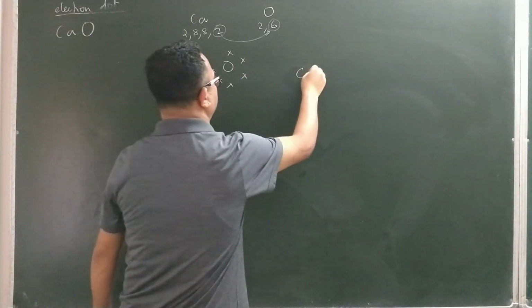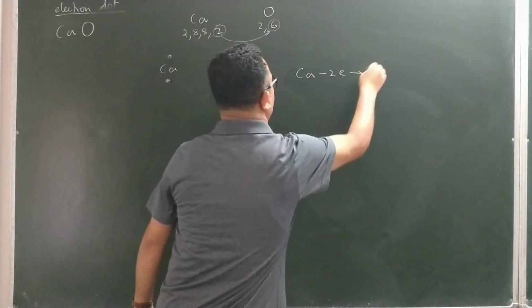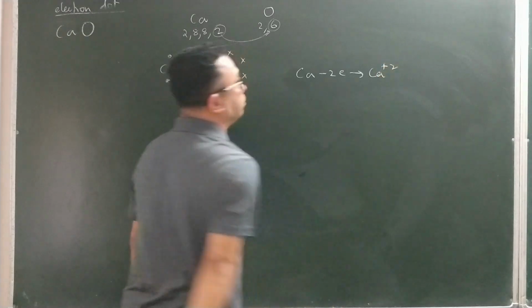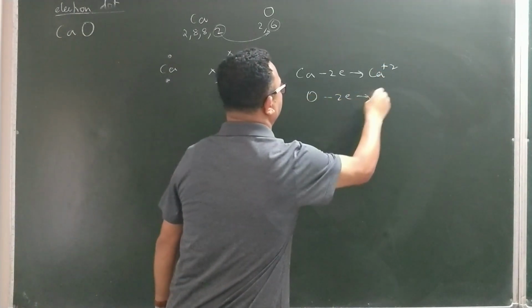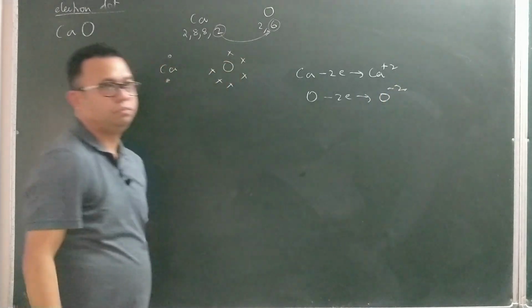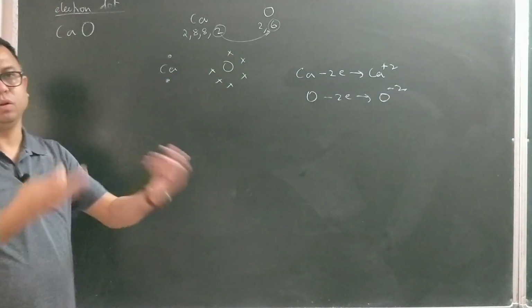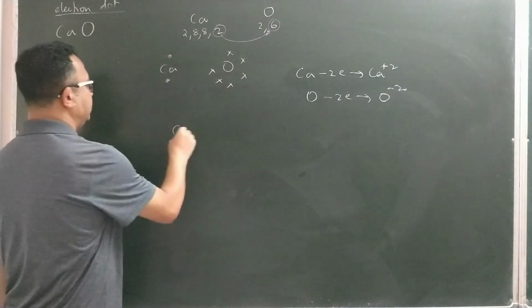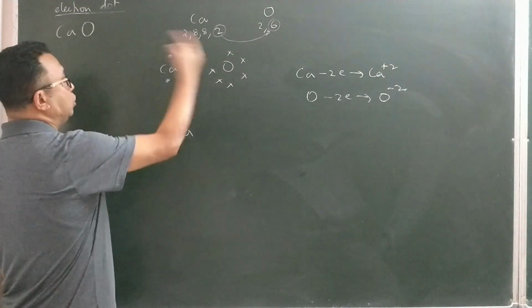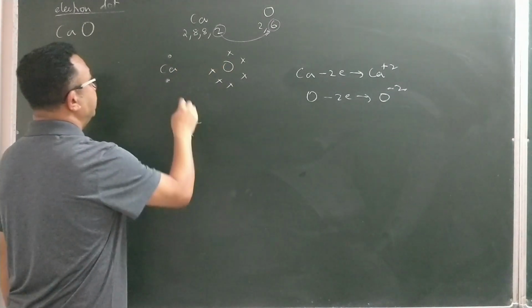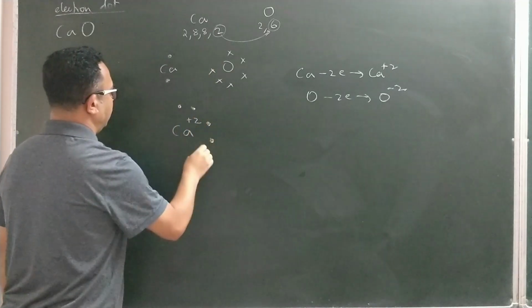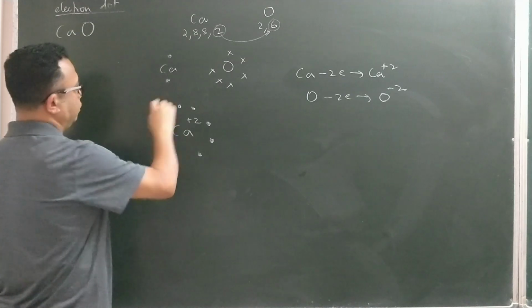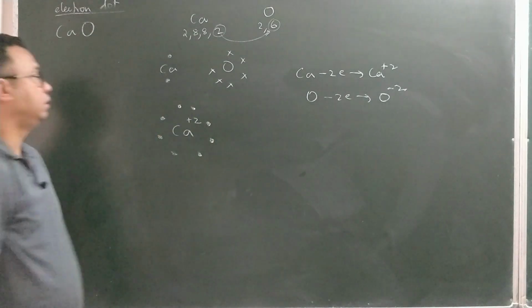Then what will calcium do? Calcium will lose 2 electrons to form calcium cation here, Ca plus 2. Oxygen will gain 2 electrons to form O minus 2. So very nice, 2 lost, 2 gained. So now calcium, losing 2 electrons to form the calcium ion, has the outermost set of 8, 1, 2, 3, 4, 5, 6, 7, 8, a stable octet configuration.